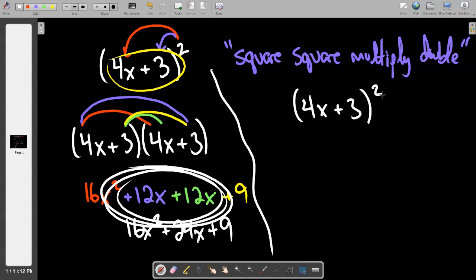And yes, I know it's not going to be quicker because you've got Mr. Long-winded up here flapping his gums. But when you're doing it by yourself, mark my words, it'll be quicker. So this is what I do. I take the first item in the parentheses and I square it. What is 4x squared? So I put 16x squared down.